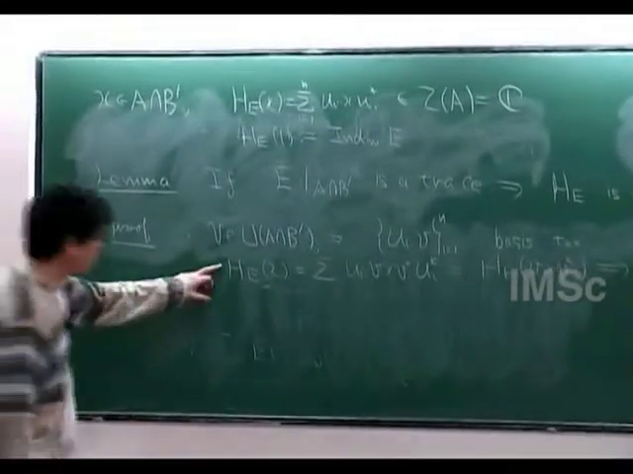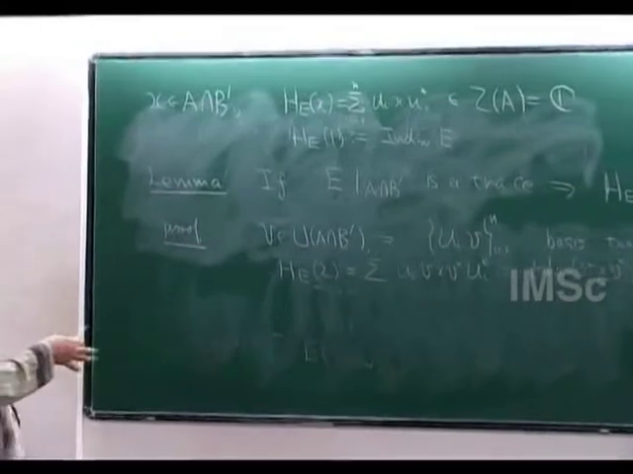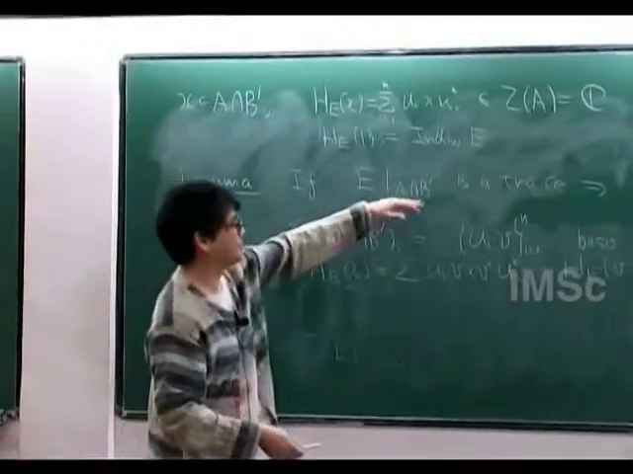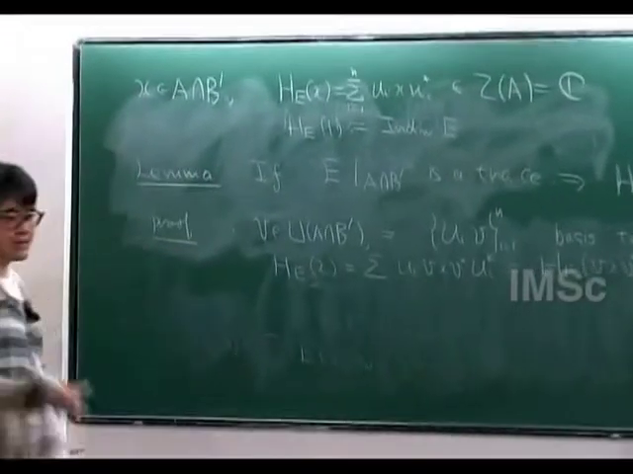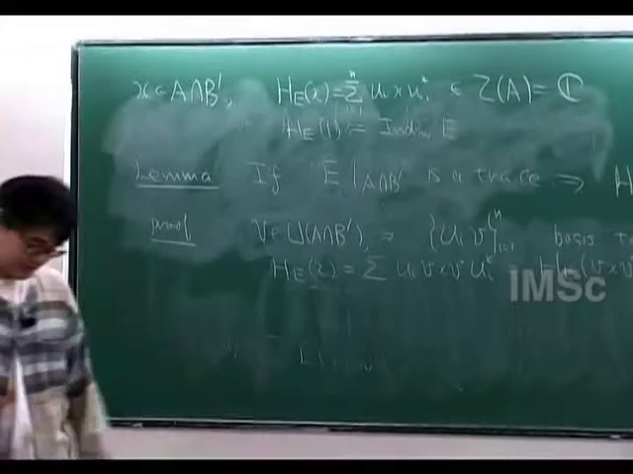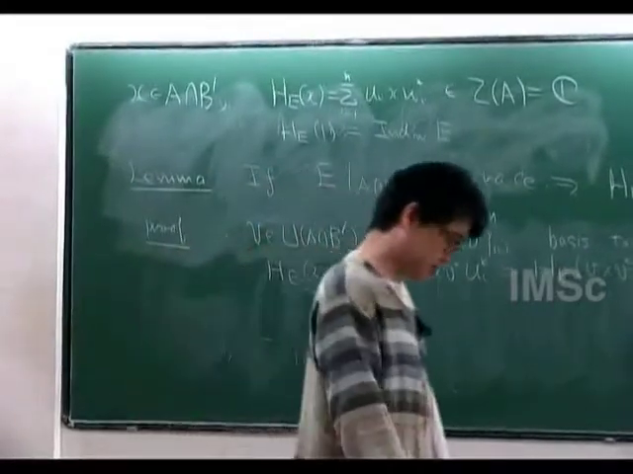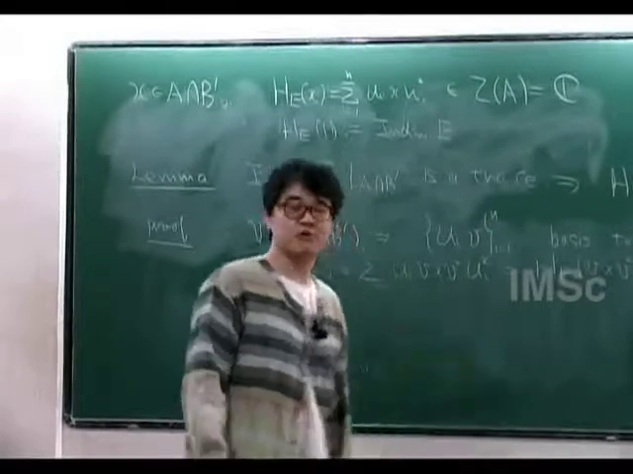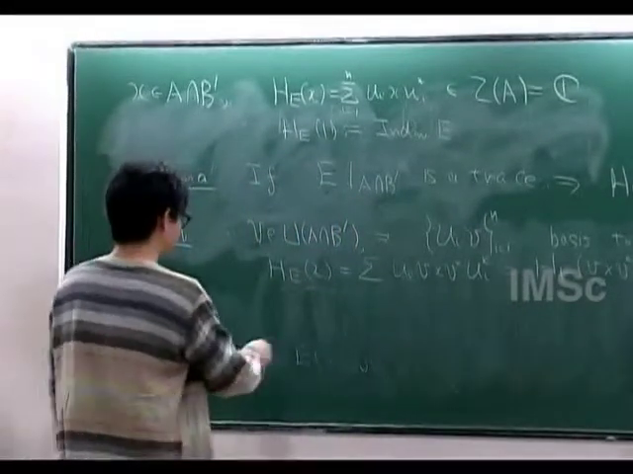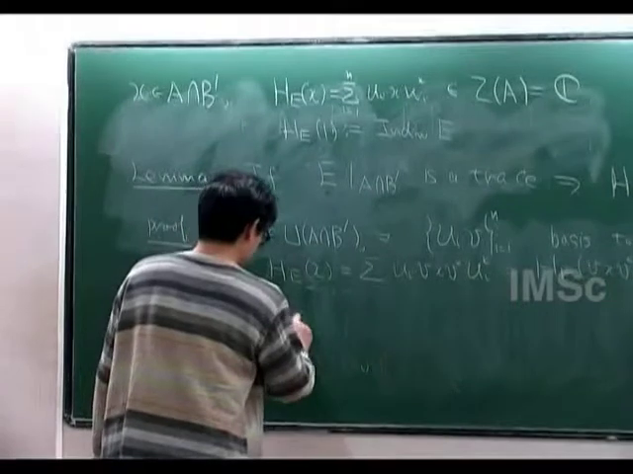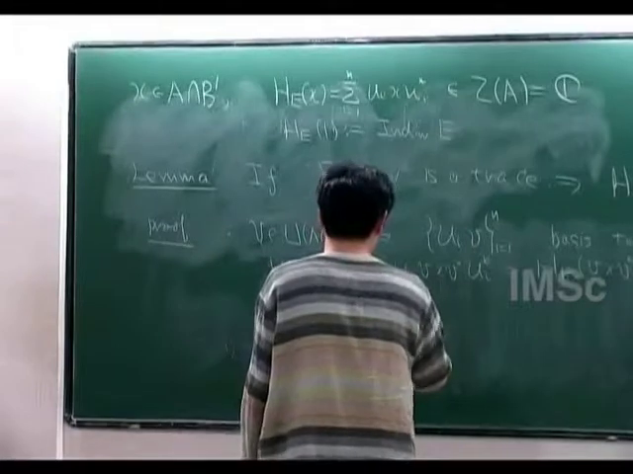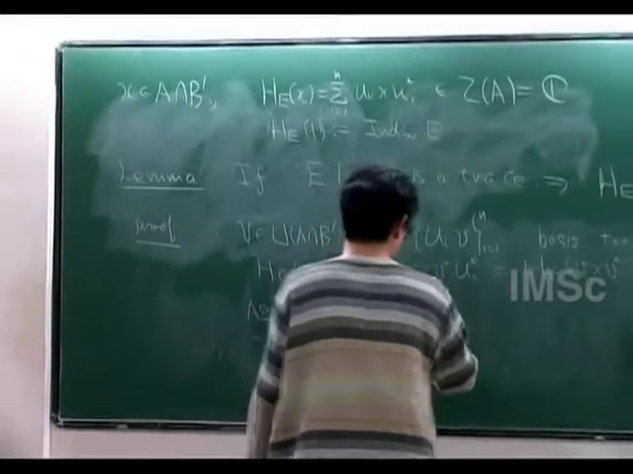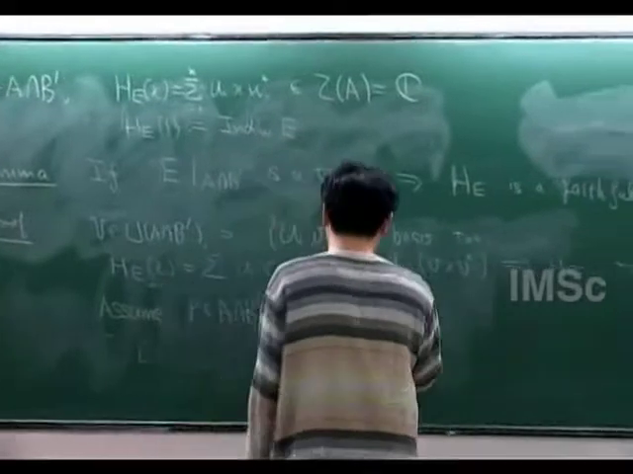Now I have to show that it's faithful, but since we already know that this is a trace, it doesn't matter. But anyways, since the relative commutant is finite dimensional, if there is a non-trivial positive element in the kernel, then you can show that there is a projection in the kernel. So assume P is a projection which is in the kernel.